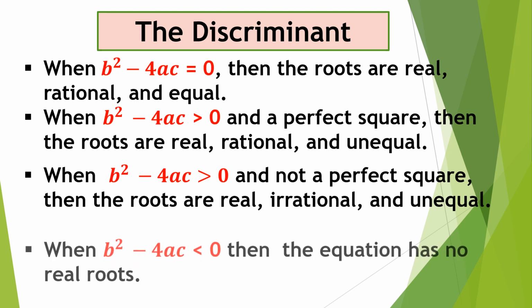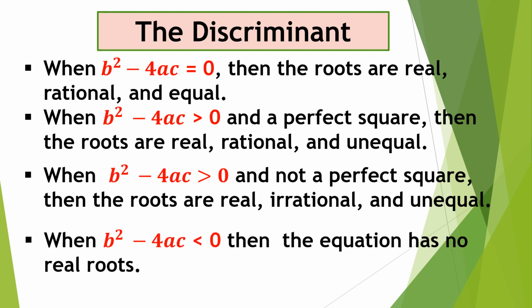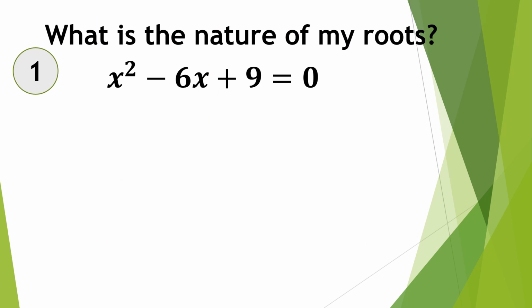And of course, when b squared minus 4ac is less than 0, meaning negative, then the equation has no real roots. This is where we will be getting imaginary roots or the non-real roots. So let's apply these four ways or conditions in this equation.